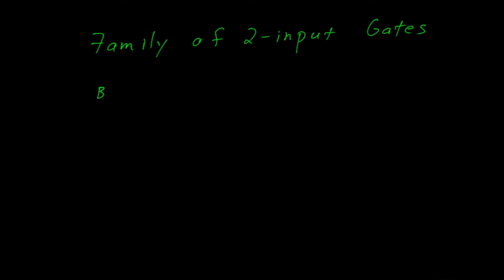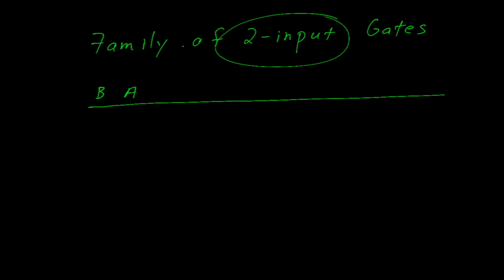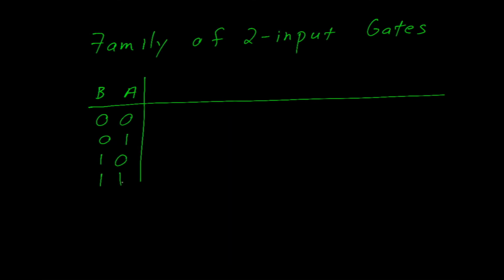As a side note, in the previous lecture we talked about gates. What I want to do now is just present the family of 2 input gates. We start out with inputs B and A, keeping in mind that we're only concerning ourselves with 2 input logic gates. Inputs B and A can take on one of 4 combinations: 0,0, 0,1, 1,0, or 1,1.